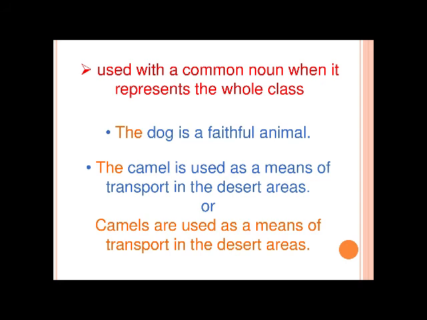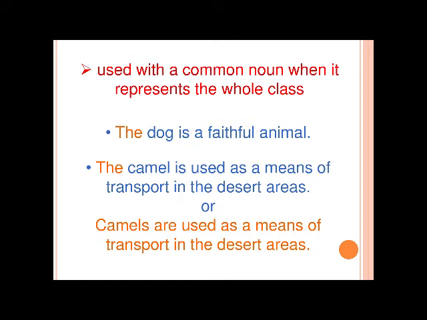Let's move on to the next point. Used with a common noun when it represents the whole class. As I have already mentioned earlier, when our common noun represents the whole class, when we are referring to the whole class, then we will use the. Like, the dog is a faithful animal. Now I am referring to the whole dog class. Every dog is faithful and I am referring to it as a whole. So I have used the: the dog is a faithful animal.